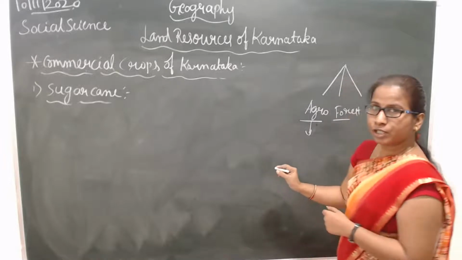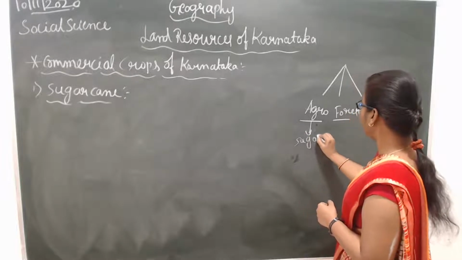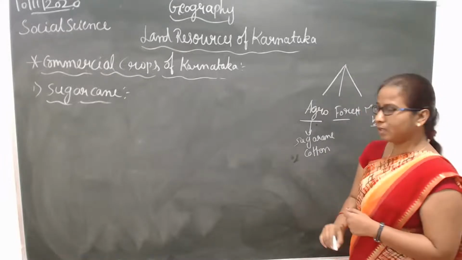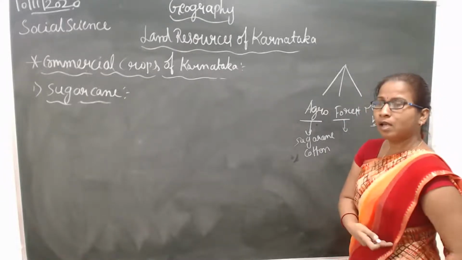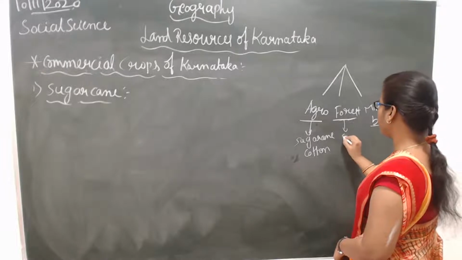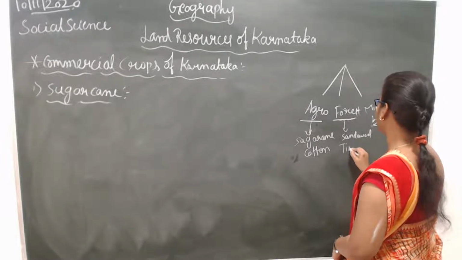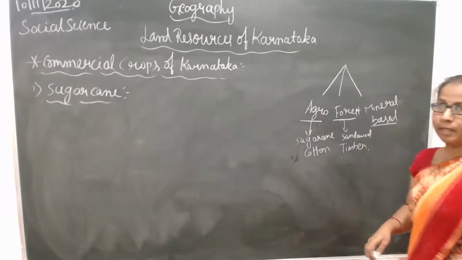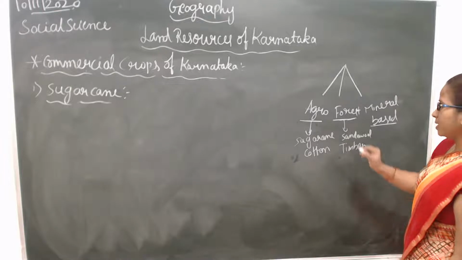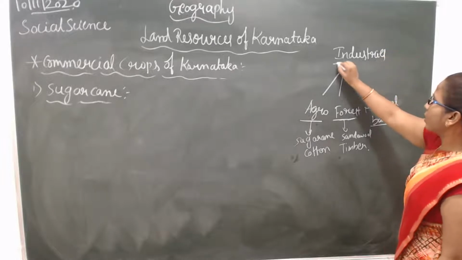So here we have three basic industries: agro, forest, and mineral. Agro means the agriculture supplies, for example sugarcane and cotton. These are examples of agro-based industries. And forest-based industries means, for example, you get some kinds of trees, such as sandalwood and timber, and with the help of that they can make different types of goods. This comes under forest-based industries. Industries can be classified into three parts.